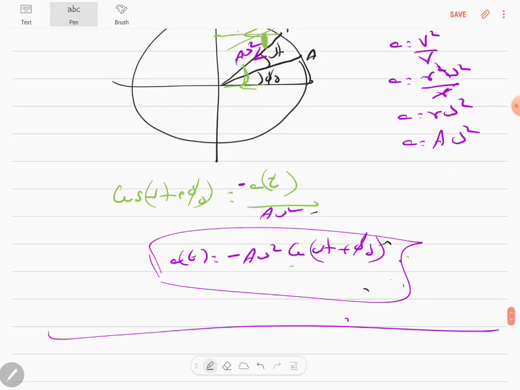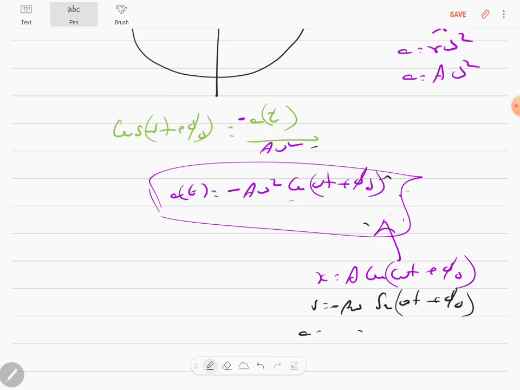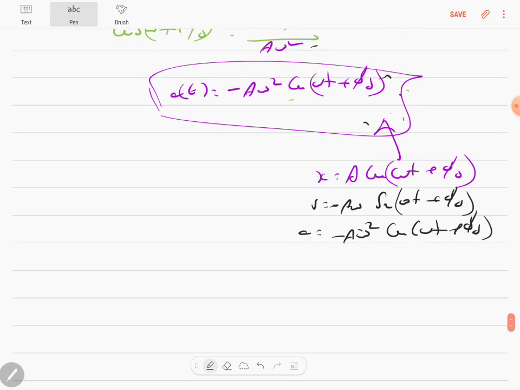They don't generally ask this at all. But having said that, this has to be continued. Whether you differentiate it, you can get this answer by just simply writing x is equal to A cos omega t plus phi naught. So differentiating this, you get v is equal to minus A omega sin omega t plus phi naught. Then again differentiating it, you get minus A omega square cos omega t plus phi naught. You can simply differentiate and get this also.